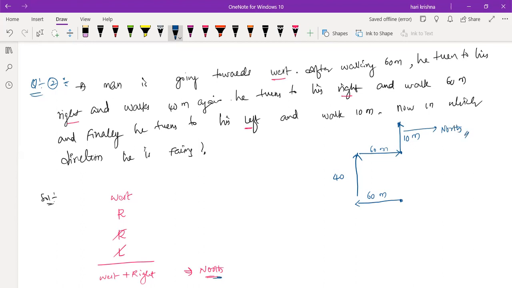So we'll get it directly without solving the diagram at all, like in this method. Clear now? Yes.